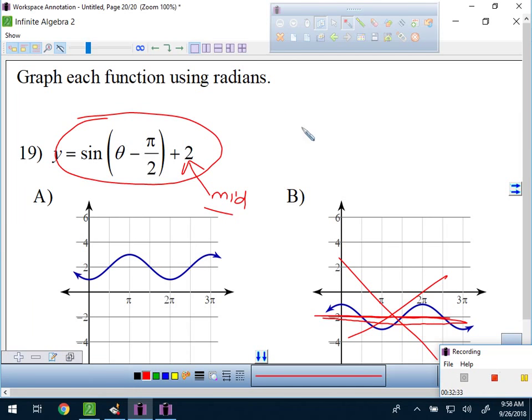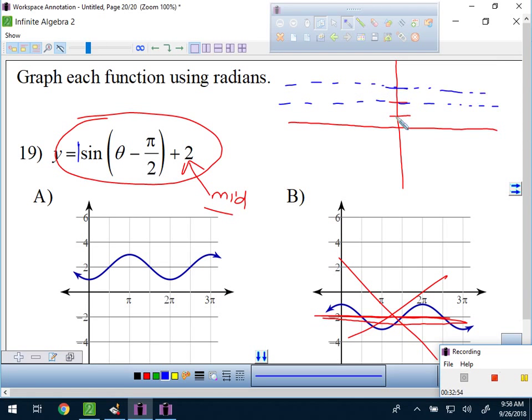So here's what I do. I would graph the middle. So my middle would be at 2, and I'm just going to put a dotted line right there at 2. The next thing I would do is look at my amplitude. Well, there's no number here. What's the understood number that's right there? 1. So my amplitude is 1. So I'm going to go up 1, and there is my maximum. Go down 1, there's my minimum. So there's my border.